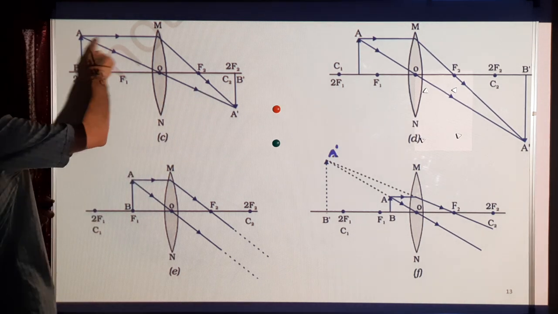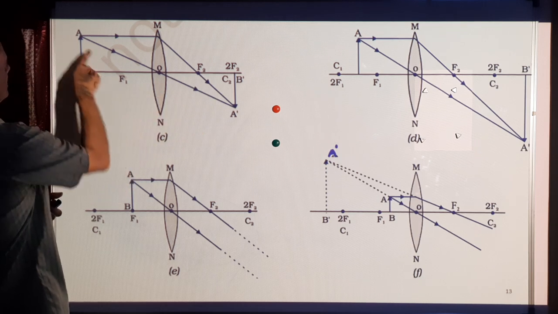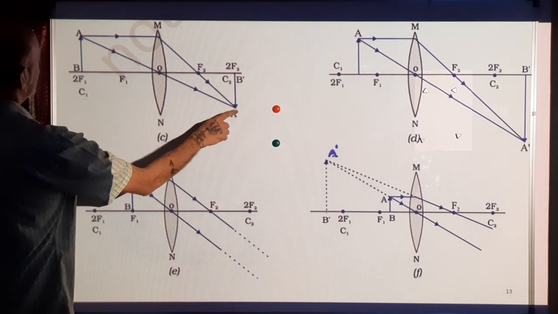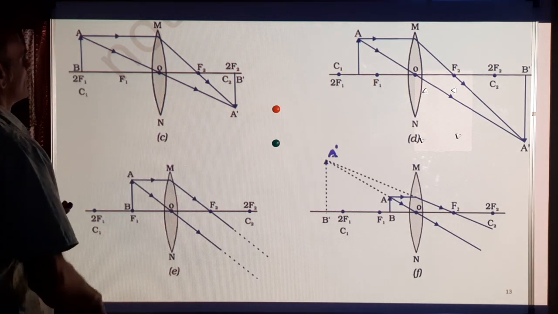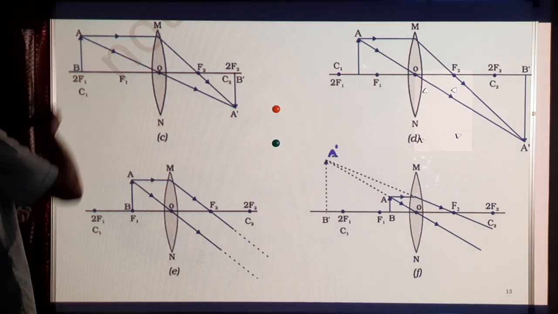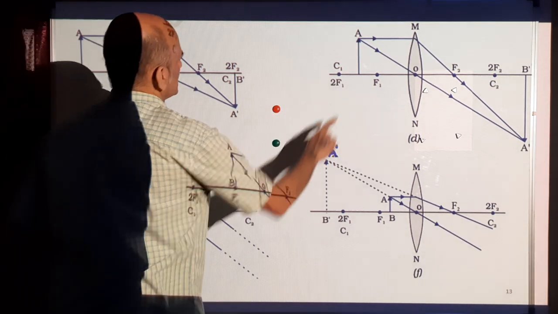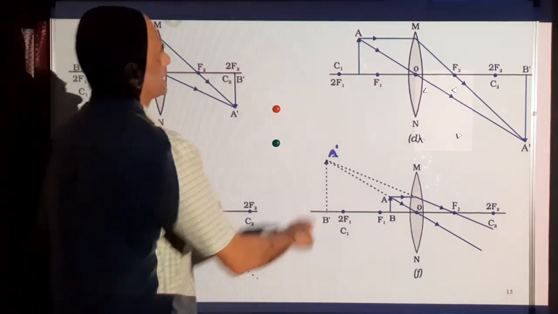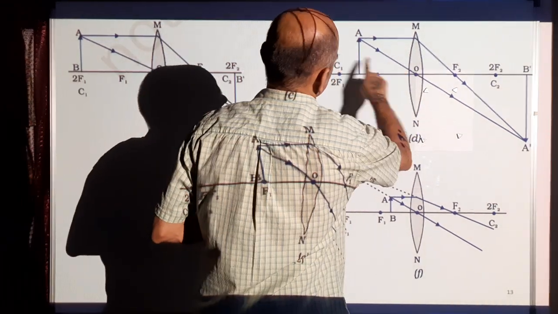Here also two special rays: parallel will pass through focus, through the center will go undeviated. So these two rays are made here. Next, move the object here, that's between 2f and f, in this case. So here again two special rays pass through the focus in this one.